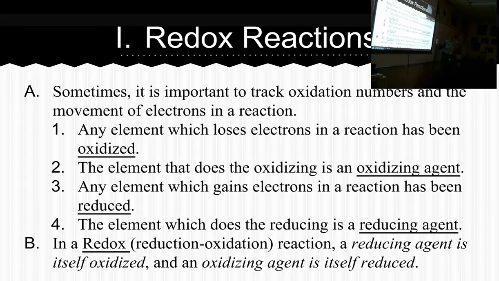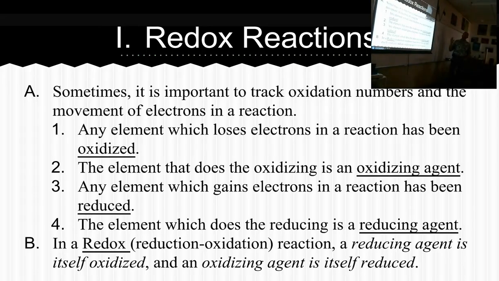The thing that has been oxidized gave up electrons. Any element which gains electrons in a reaction has been reduced. So Abraham asked last week, how come it got electrons and then we say that it's been reduced? Well, an oxidation number is the number of electrons that it has to gain in order to go back to being neutral.